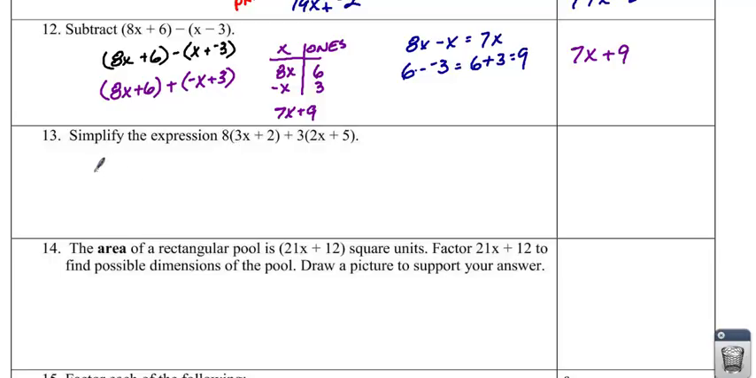So in each of these, I want to break them into parts. And I want to do each of these. So 8 times 3x plus 2. I'm going to think of the rainbows. 8 times 3x plus 8 times 2.